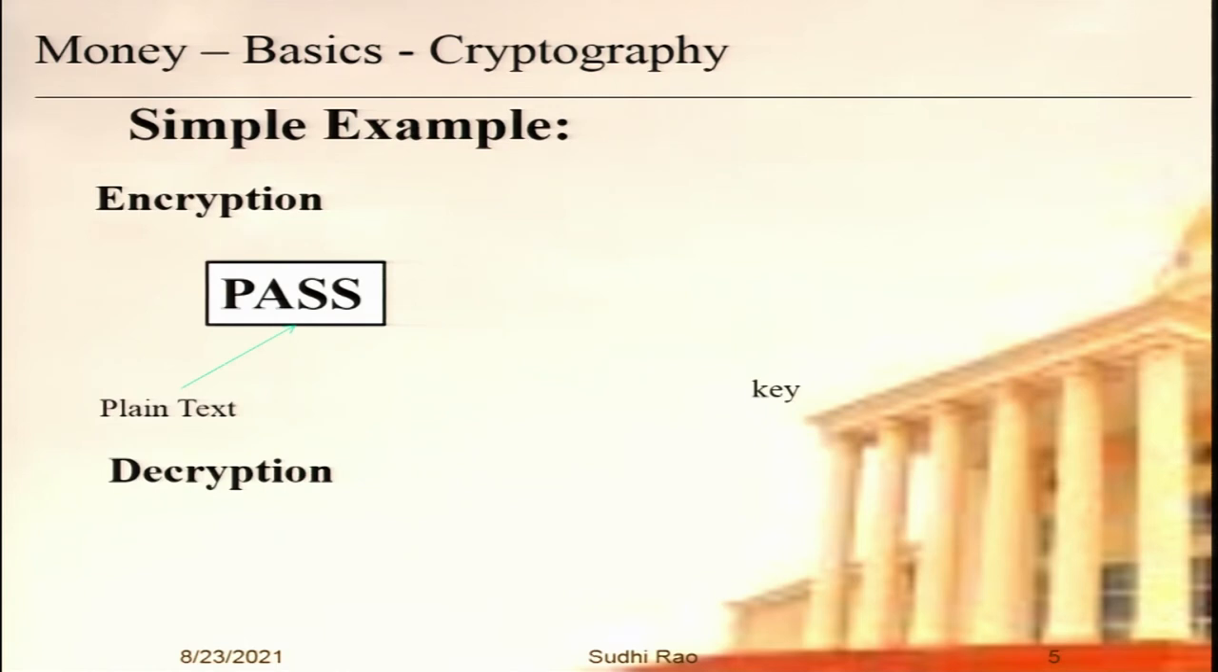A simple example, the one I mentioned. I want to have a class of students and I need to send them their test results confidentially, whether they have passed or failed. So let me see how I can ensure this. Use encryption to make sure that everybody gets a message and only they can decrypt it to know their results. Somebody else stealing that bunch of encrypted characters will not be able to make out whether that particular student has passed or failed. So this is my plain text. I want to enter the word pass or fail.